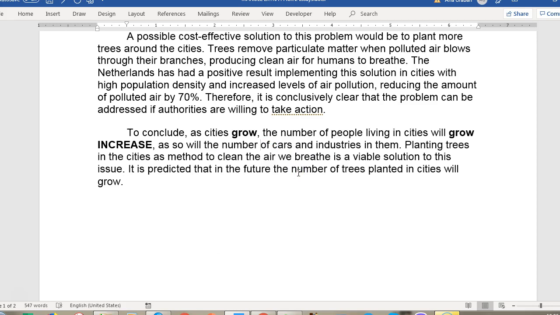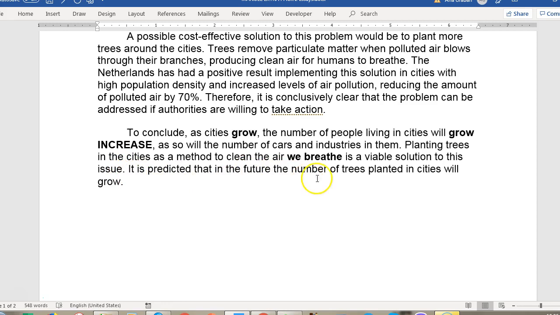An amount is of something which cannot be counted, or it can, but it represents somehow a collective unit. But cars, I would rather say number. Planting trees in the cities as a method to clean the air we breathe. I wouldn't say the air we breathe. I would say to clean breathable air because this we is a bit confusing. Is a viable solution to this issue.